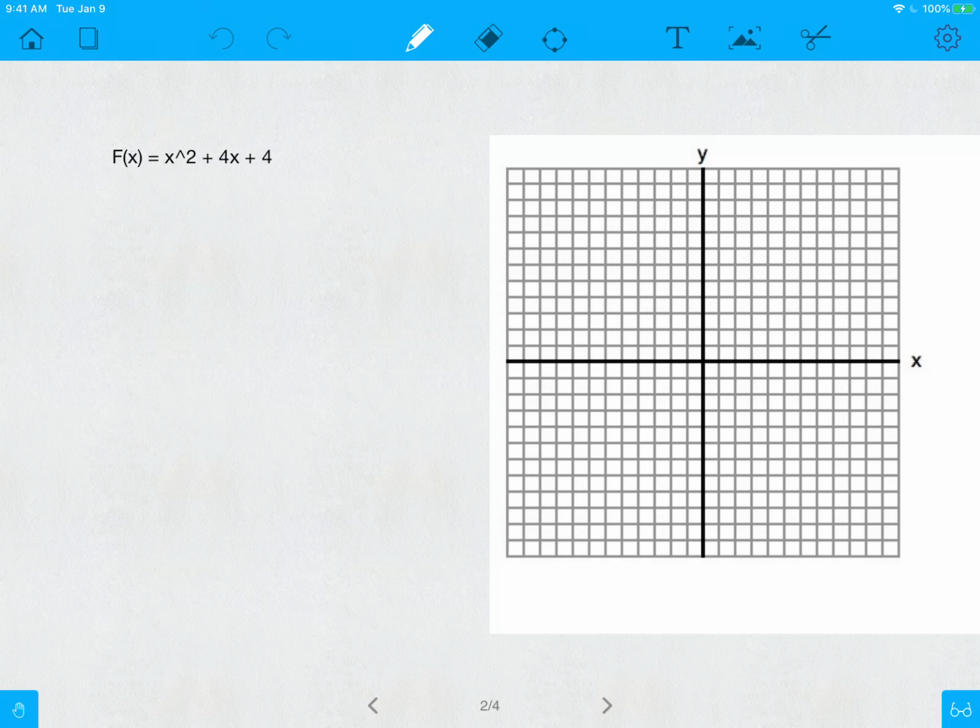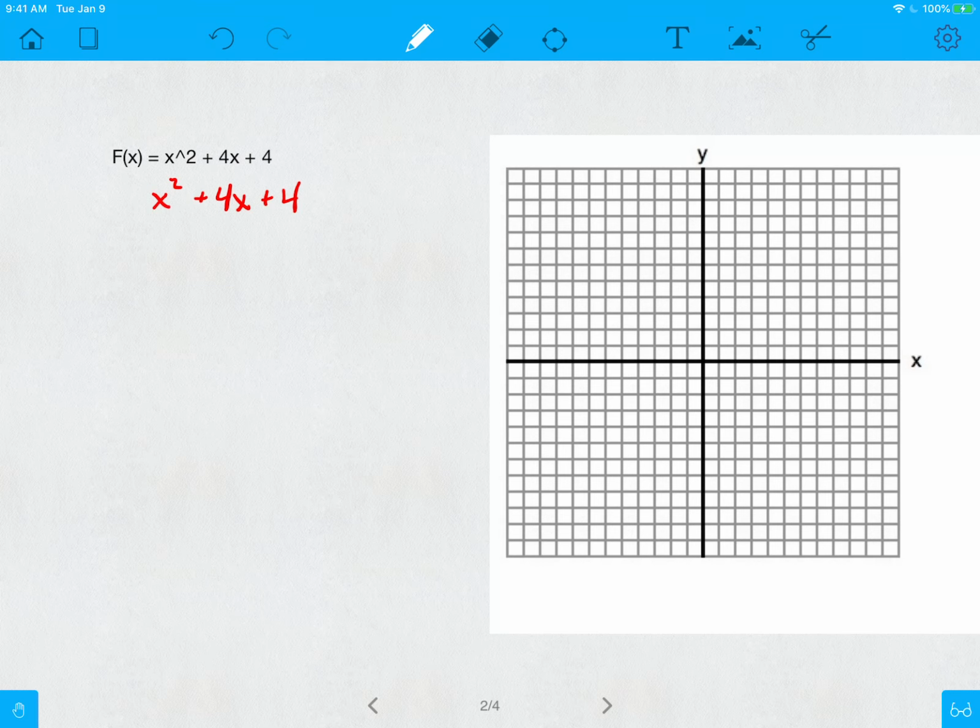Okay, so if you paused and you've tried to actually take your time and try to graph this, we're going to go through the answer right now, just for the first 4 checks that we do. So I'm going to change the color of my pen here. So what we're looking at, this is my problem. It's x squared plus 4x plus 4.